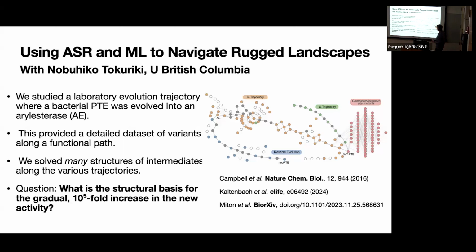And so you can see here, this is essentially a graph of all the variants that have been made and characterized. And we've solved structures of all of the ones in gray. And so what you see here is that there's one trajectory that goes from here to there, and we've tested some pathways out from that. And then we evolved it backwards. So if you start from the aryl esterase variant and you say, we're going to flip the selection pressure again, go back to the wild type PTE, you can see that it doesn't go back the same way.